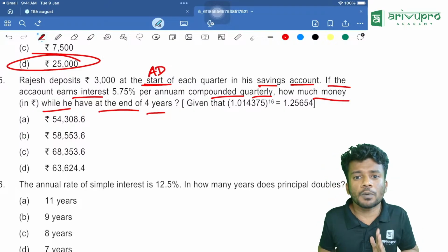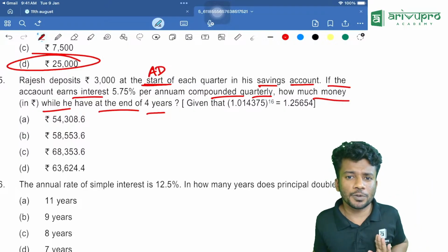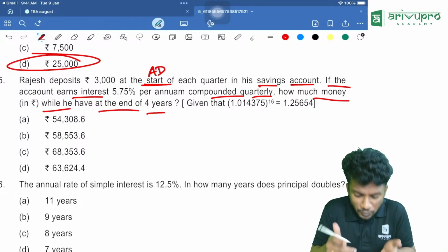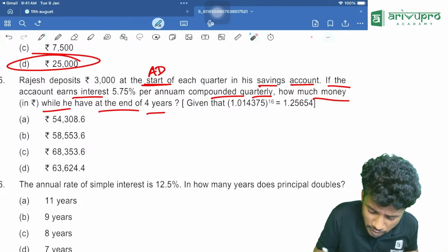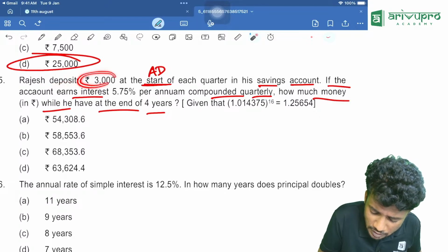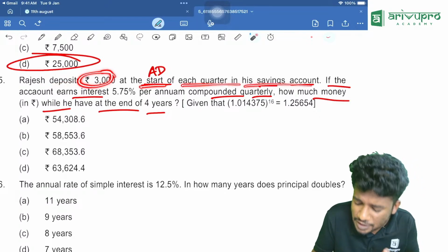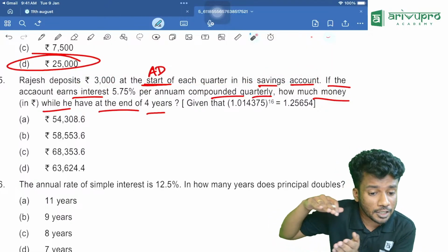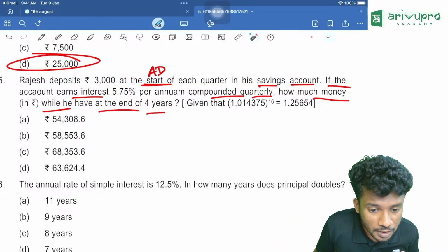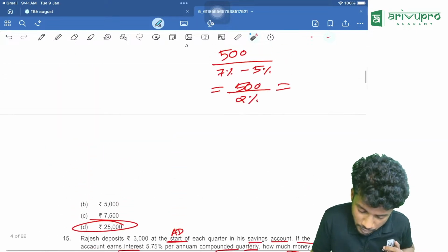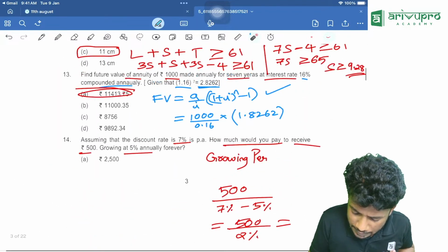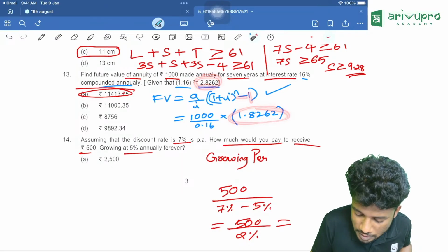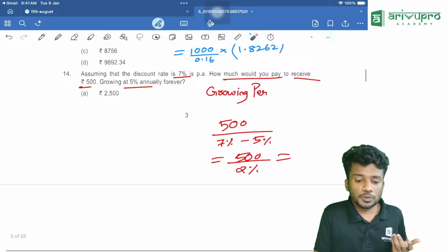Next one, future value. How will you find future value? Future value basically you will find when you are creating wealth. For example, in this question, just look here down. Rajesh deposits 3,000 at the start of each quarter in his savings account. So that means he is accumulating the money. Sir, question 13, how did you get the bracket value? Directly, this value is given in the question, then minus 1. That will give you 1.8262. That's how you got.